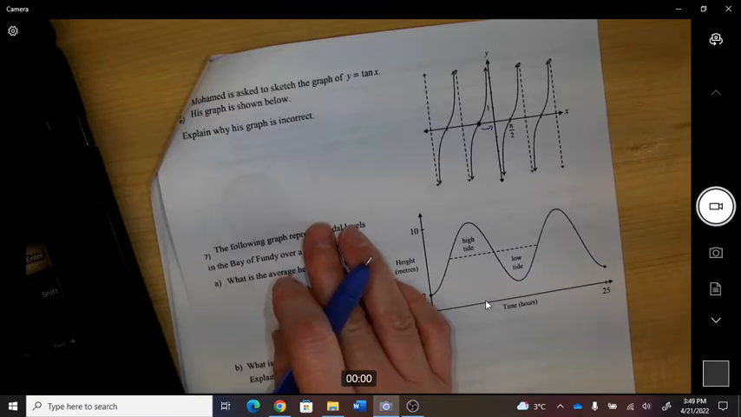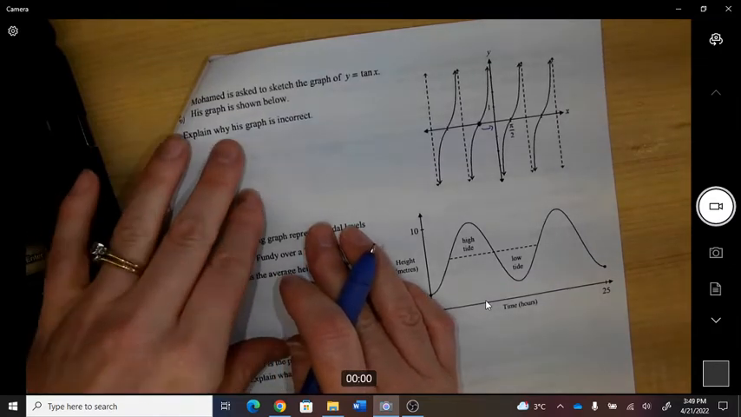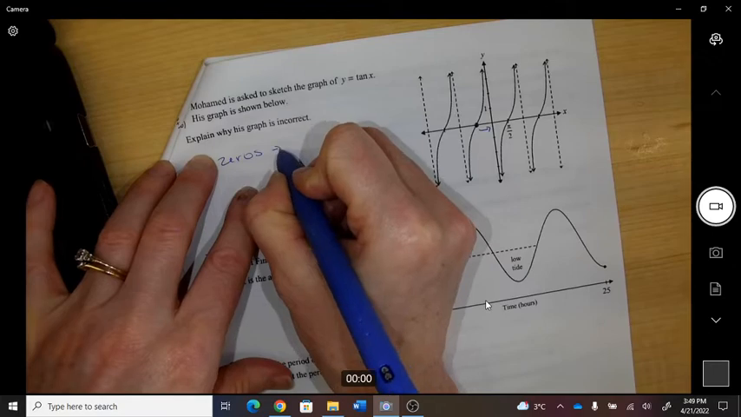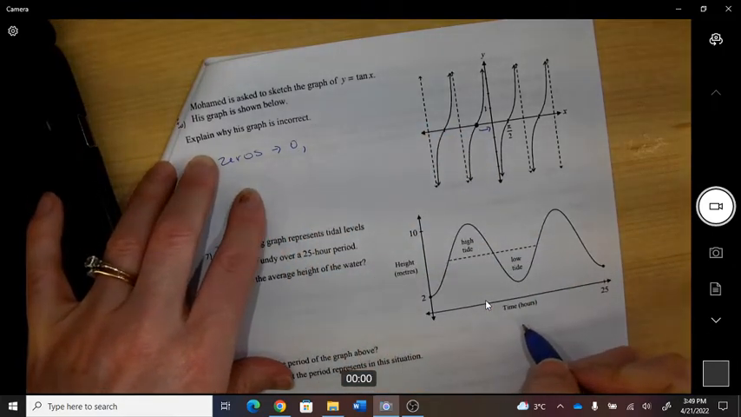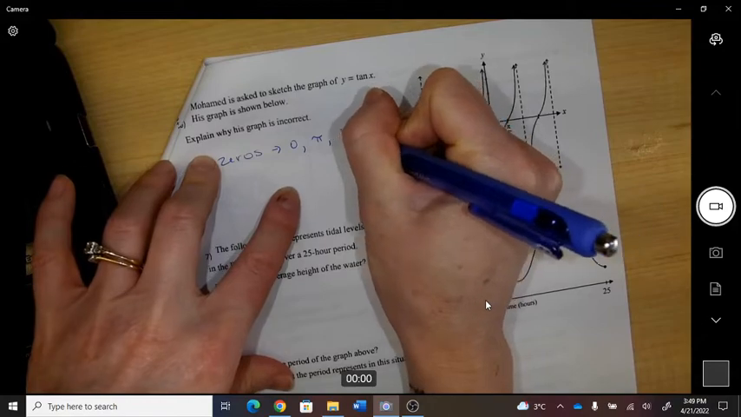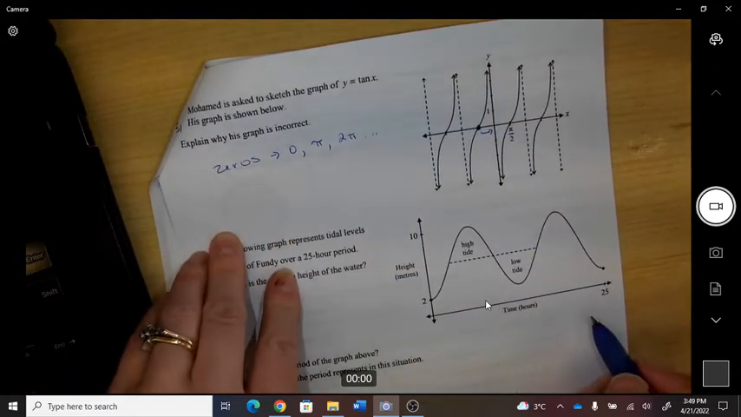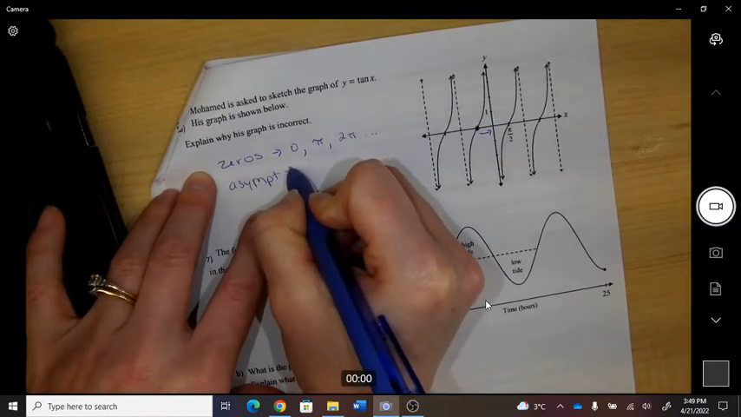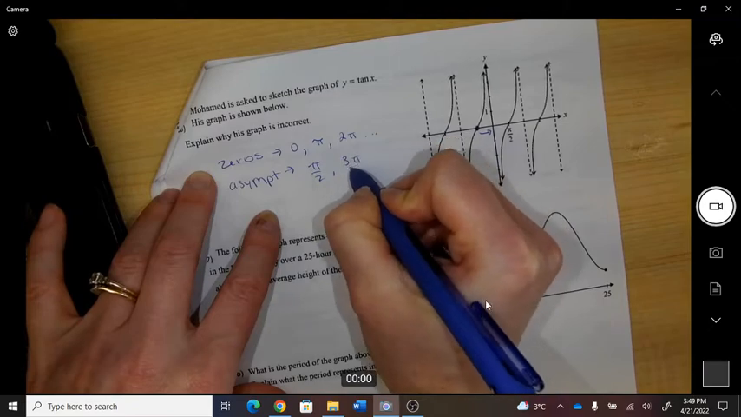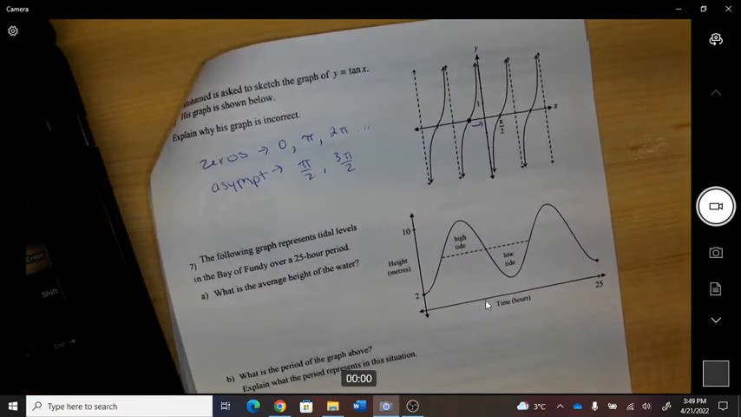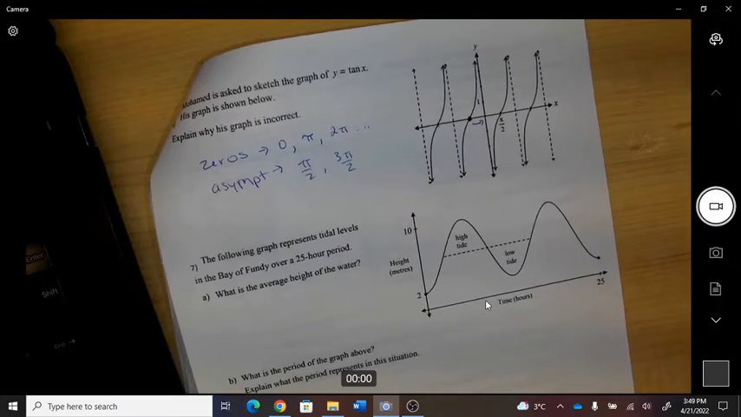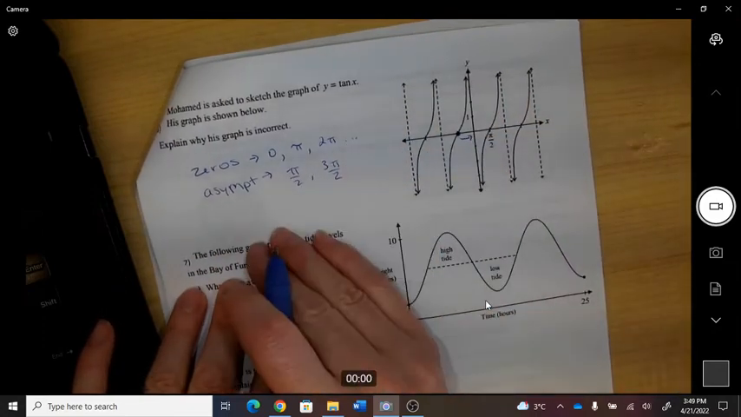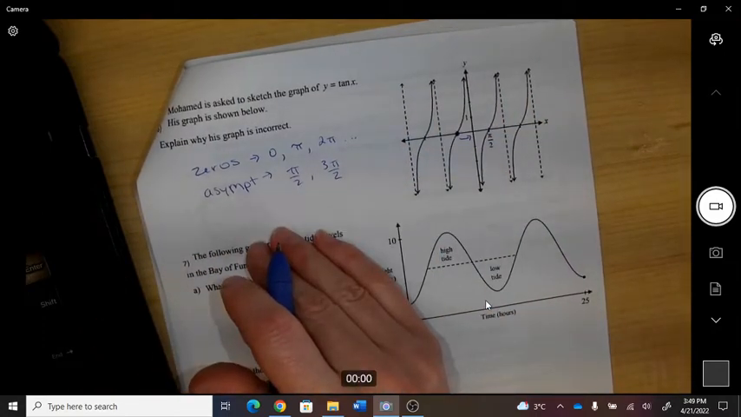Okay, so we could say numerous things. The zeros should be at 0, and then the next one should be at pi, 2 pi, right? Or the asymptotes should be at pi/2 and then 3 pi/2. So they're in the wrong spot as well. Okay. So this person has that graph shifted in the wrong direction.